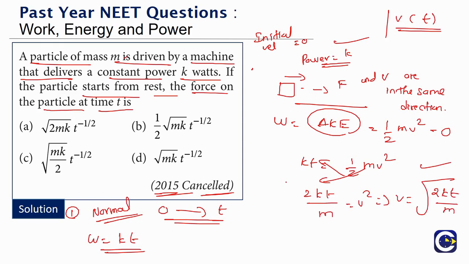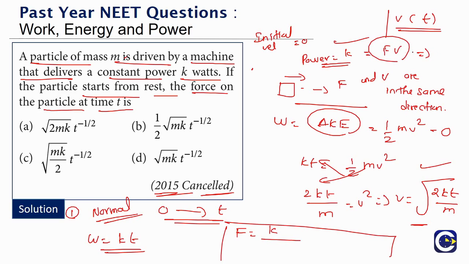In fact, in the other question, like I said, they have exactly asked us what this velocity is, and we would have got the answer for that question. But here they are asking us the force. So how do we relate power? Power is equal to force multiplied by the velocity at the instant, which means F will be equal to K divided by V. So K is equal to F into V, which means K divided by V is equal to F.